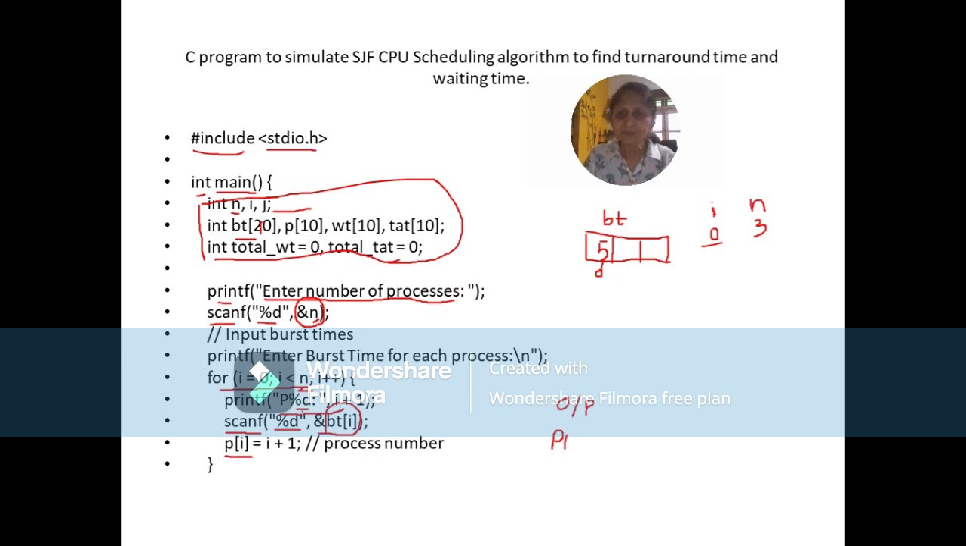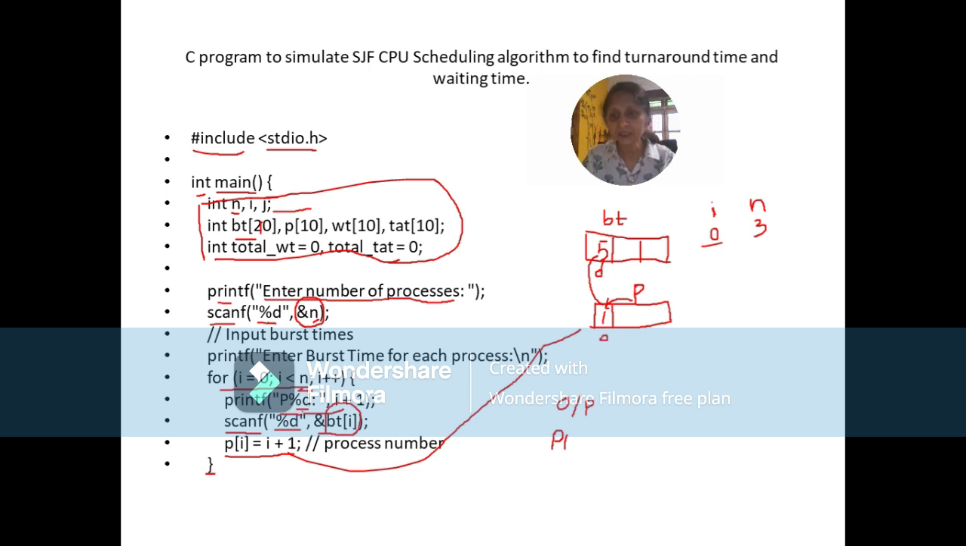Then there is one more statement: P of I is equal to I plus 1. So what is this P of I? That means there is one more array, and the name of this array is P. We are seeing P of I, so P of 0 is I plus 1. So 0 plus 1 is how much? 1. We are accepting the burst time of the first process, and in our P array, which is the process array, we are mentioning this is process number 1, and 5 is the burst time of process number 1.